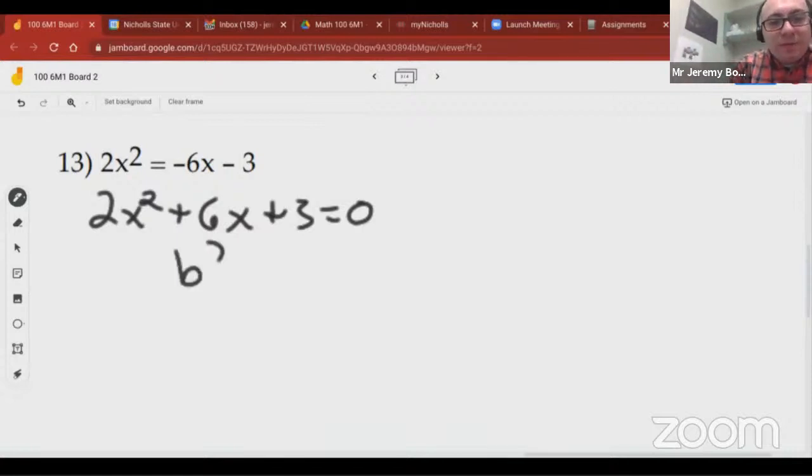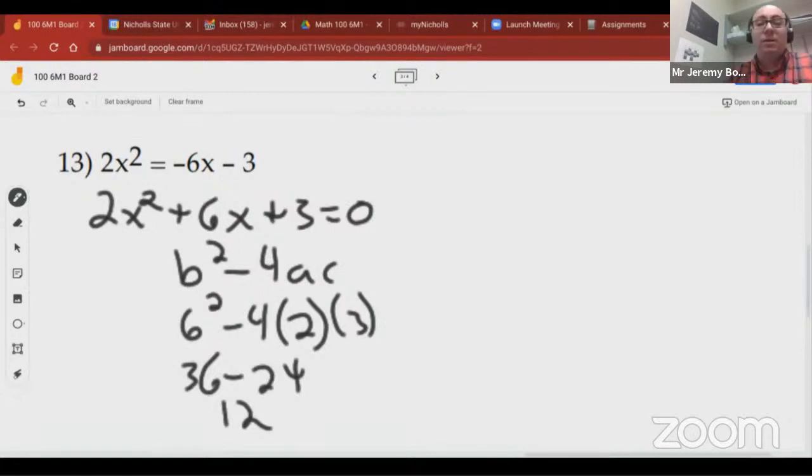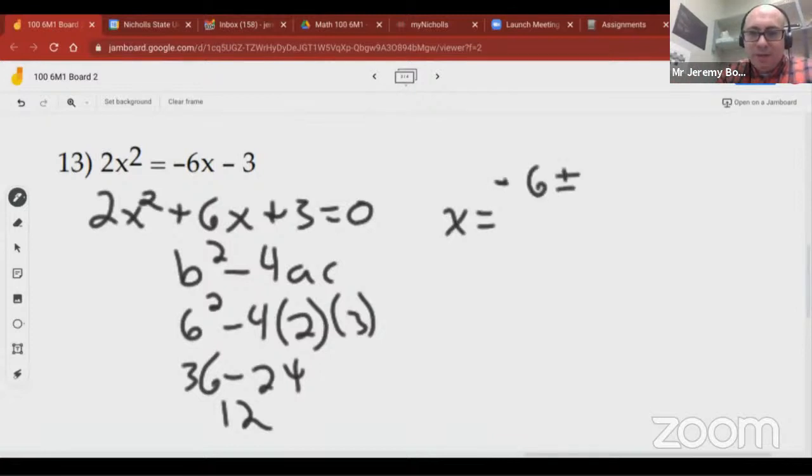Remember, I want to check my discriminant first. And so that's going to be 6 squared minus 4 times 2 times 3, which is going to be 36 minus 24, which is going to be 12. Once again, it's a positive number as a result of my discriminant. So that means I got 2 real solutions. How do we find those 2 real solutions? Well, we keep trucking with the quadratic formula. So that's going to be x is going to equal negative 6 plus or minus square root of 12 over 2 times a, which is 2.